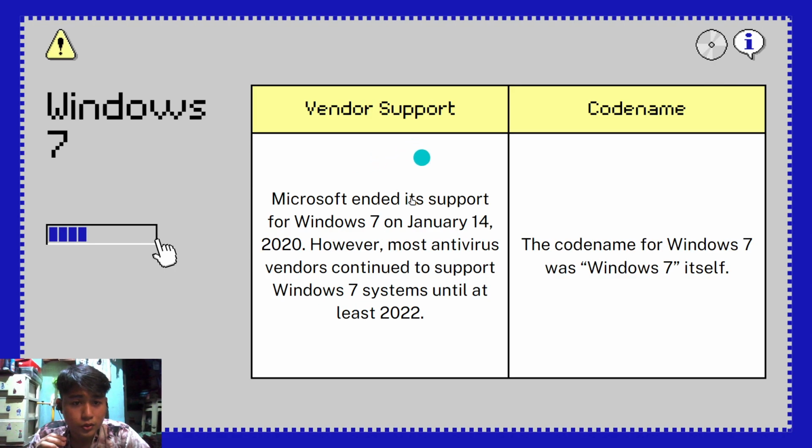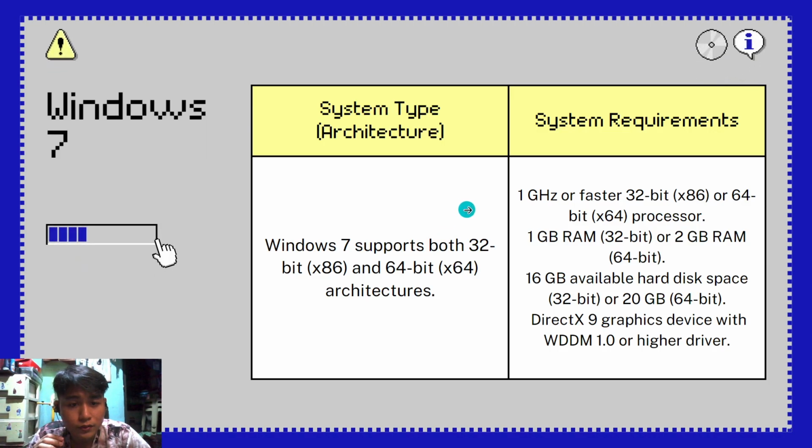The vendor support of Windows 7: Microsoft ended its support for Windows 7 on January 14, 2020. However, most antivirus vendors continued to support Windows 7 systems until at least 2022. The codename of Windows 7 is also Windows 7 by itself. The system type of it supports both 32-bit and 64-bit architectures.